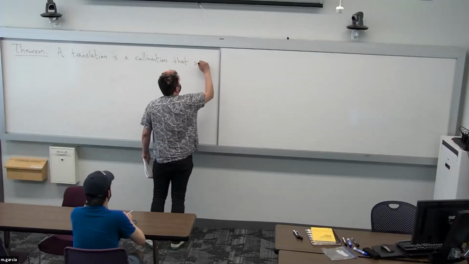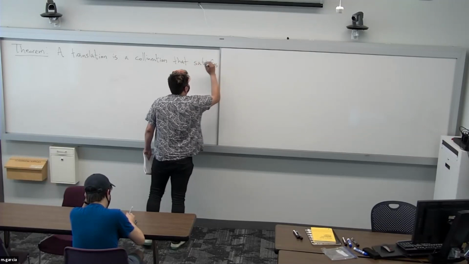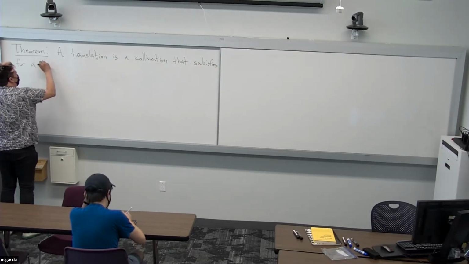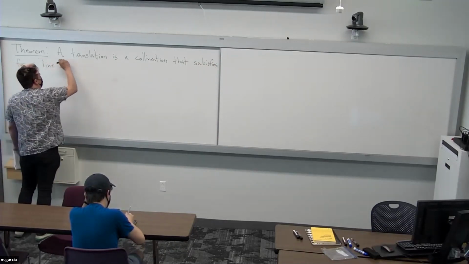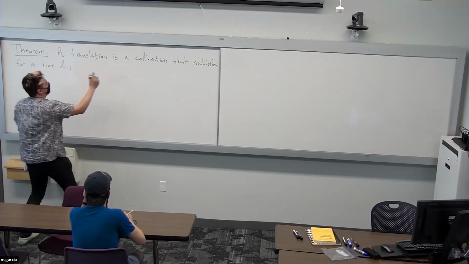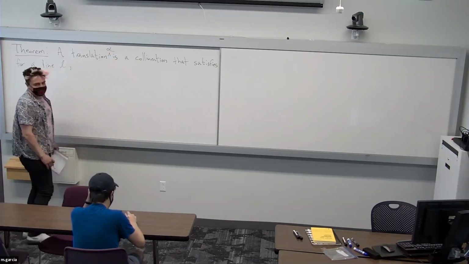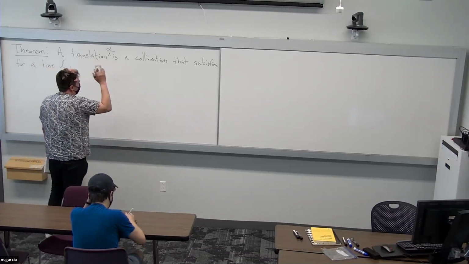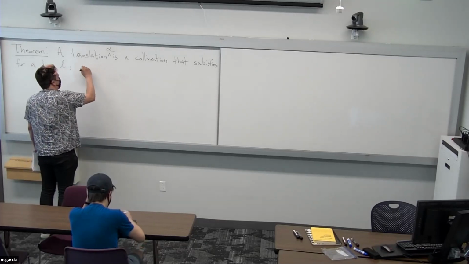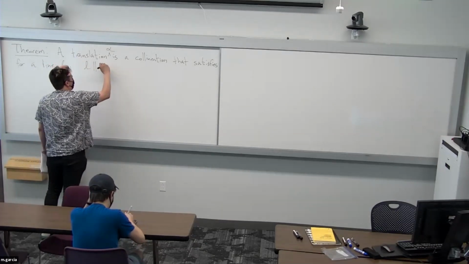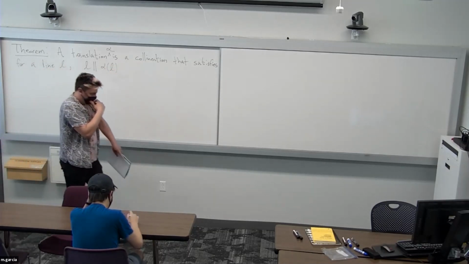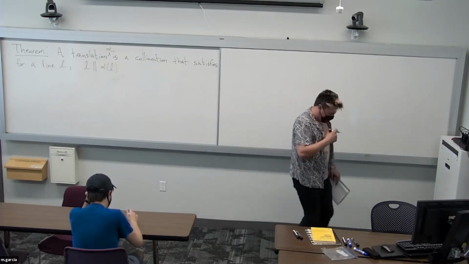A translation, let's call this alpha, is a collineation that satisfies, for any line L, that L is parallel to its own image. Okay? So this is a nice feature.